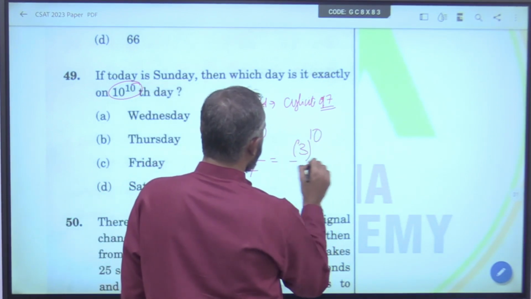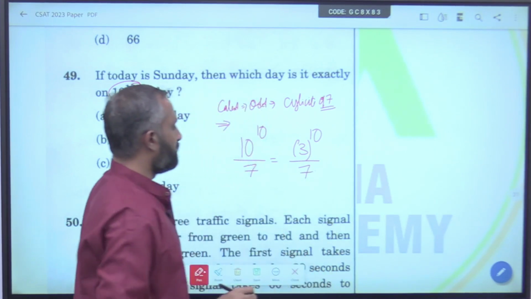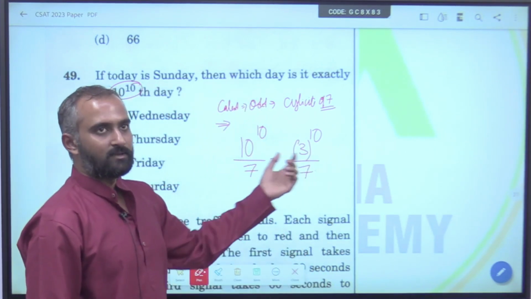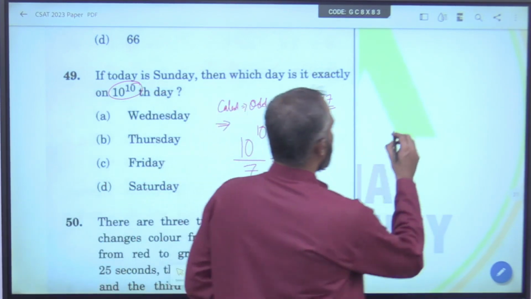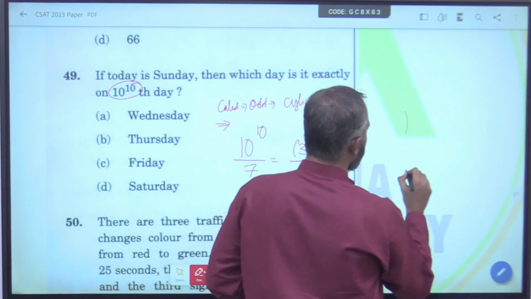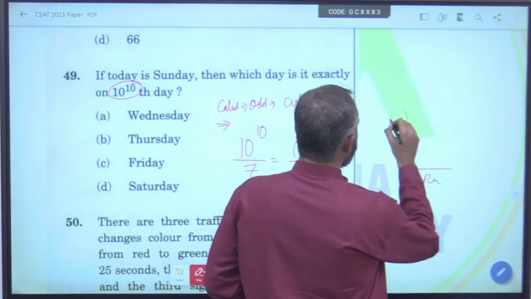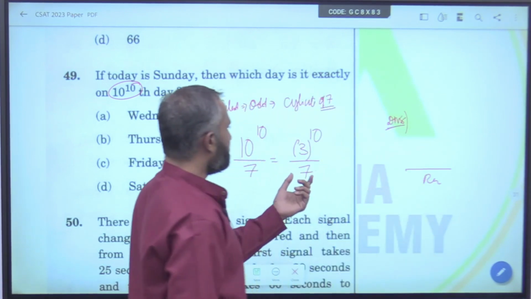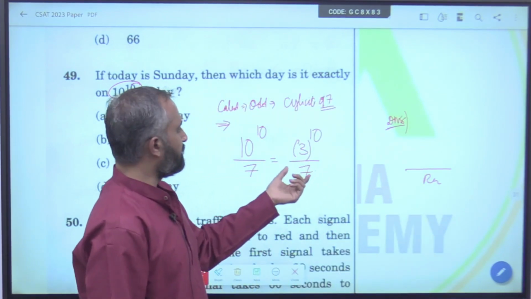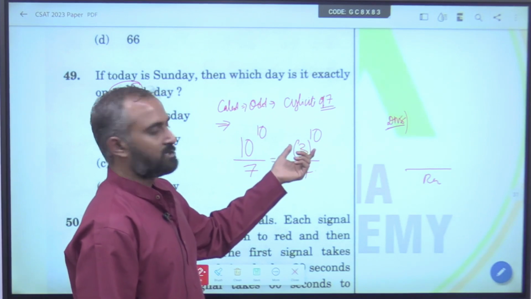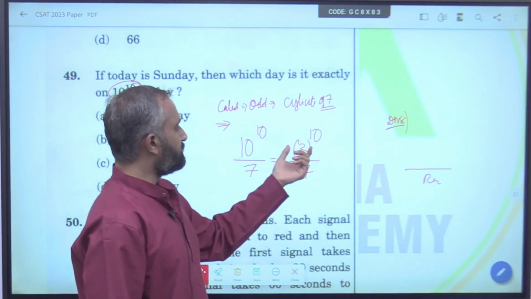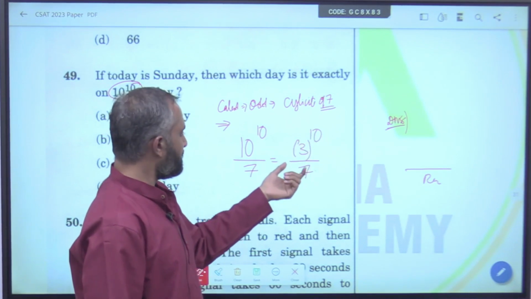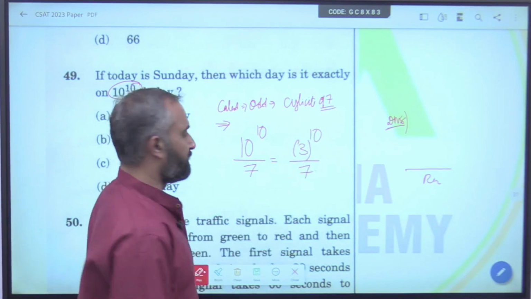3 to the power of 10 by 7 again. Now since this is less, you always have this thing: always your remainder will be less than your divisor. But here in this case, our divisor is 7, our dividend is 3 only. So just take it to the next power such that it is just above 7, our divisor.